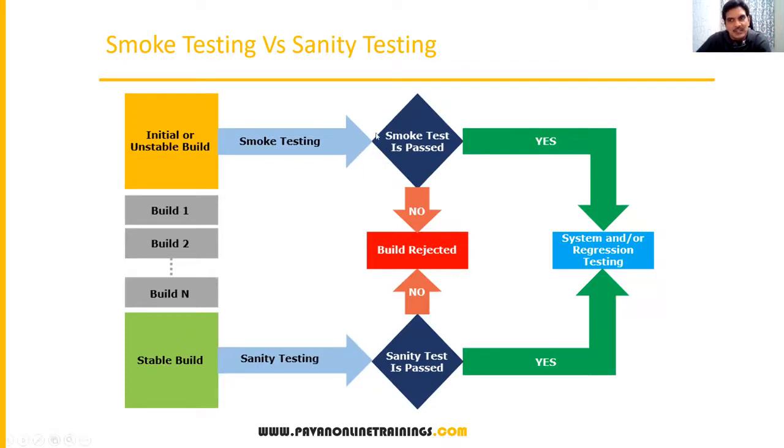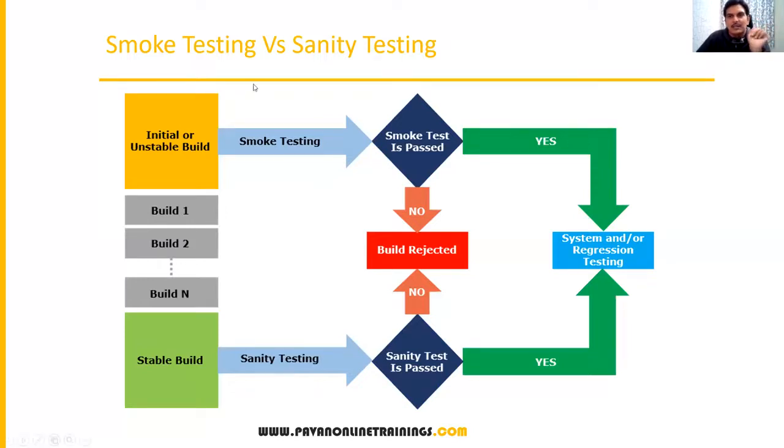And if the smoke test is passed, then what will you do? We will conduct the rest of the testing: system testing, regression testing, all the types of testing. Suppose smoke testing has failed, the smoke test is not passed, then the build will be rejected. We don't continue any testing on that build.